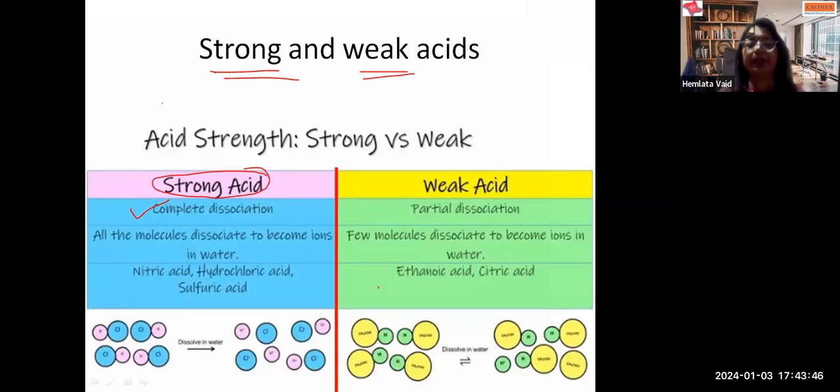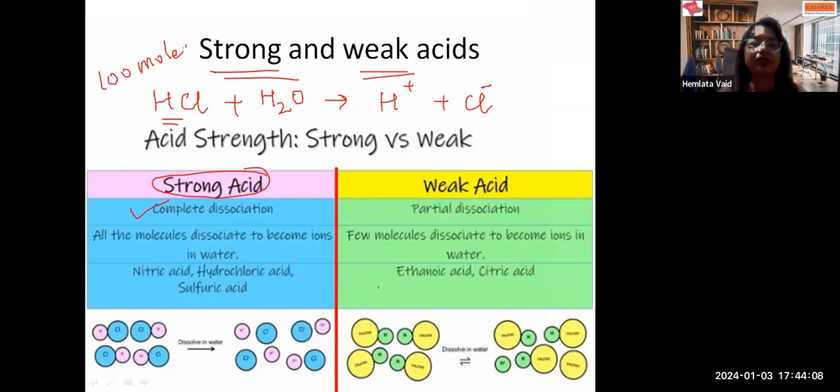A few minutes back, remember I explained to you about ionization. Ionization is a process in which the acid splits into ions, H+ and Cl-, in this case because we have hydrochloric acid. Now, suppose we took 100 molecules of HCl and added them to water. If all 100 of them split into ions and produce H+ ions, we call it complete ionization. And that makes HCl a strong acid.